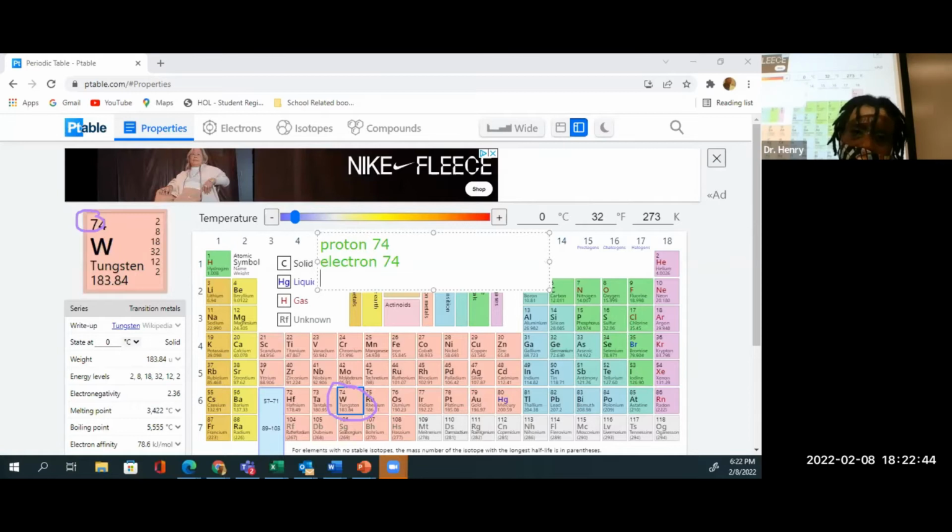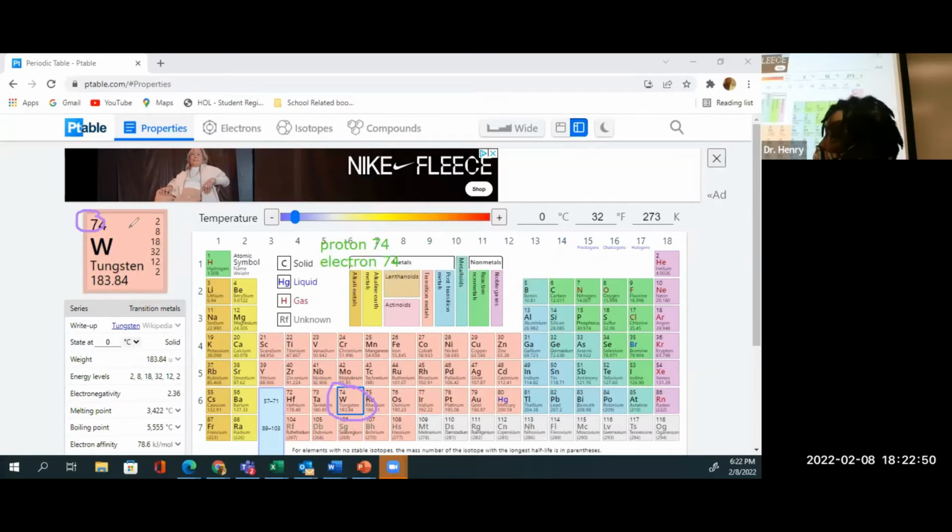Now, this number down here is called the atomic mass. It's the mass of the atom. Now I know I heard Dr. Henry say something about the mass. What do you say about the mass? Oh, mass is made up by protons and neutrons. So I can calculate the number of neutrons if I have the mass of the element, right?